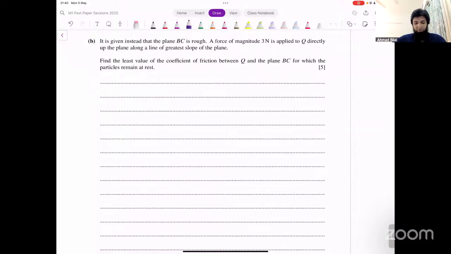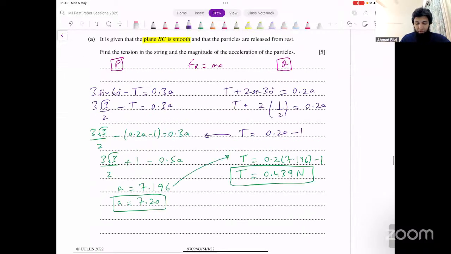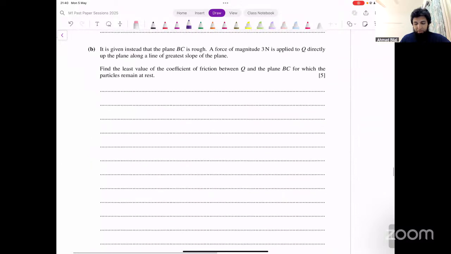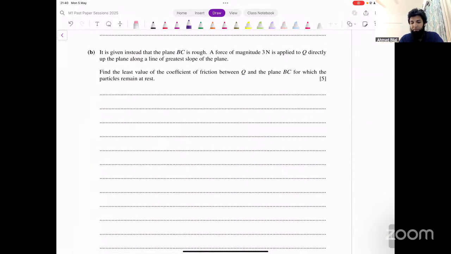Okay, let's look at part B now. It's given instead that plane BC is rough. That means the first part is no longer relevant now. Whatever was given there. The second part says BC is rough. A force of magnitude 3 Newton is applied to Q directly up the plane along a line of greatest slope of the plane. Find the least value of the coefficient of friction between Q and the plane BC for which the particles remain at rest.